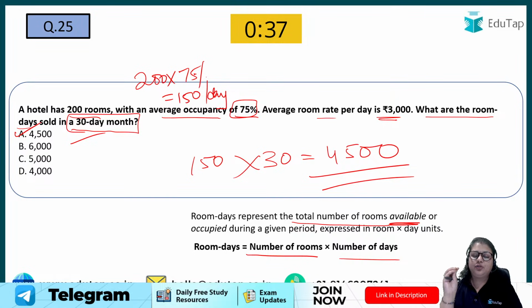Here the average room rate per day is given just to trick you. Do not get tricked in your exams.